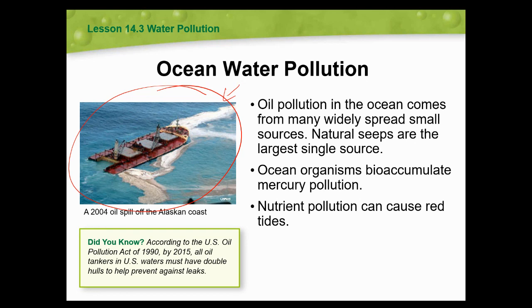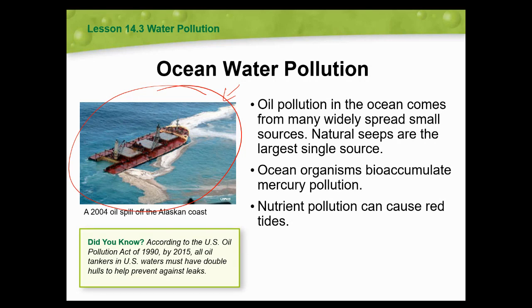According to the U.S. Oil Pollution Act of 1990, by 2015, all oil tankers in U.S. waters must have double hulls to help prevent against leaks. And we have seen decreases in the number of large spills from boats. Many of our more recent oil spills have been at the site of extraction, like the Deepwater Horizon. That's not to say that there are none from boats, because of course the U.S. is not the only country transporting oil. But we are one of the largest users, so we do have some sway over the oil companies.